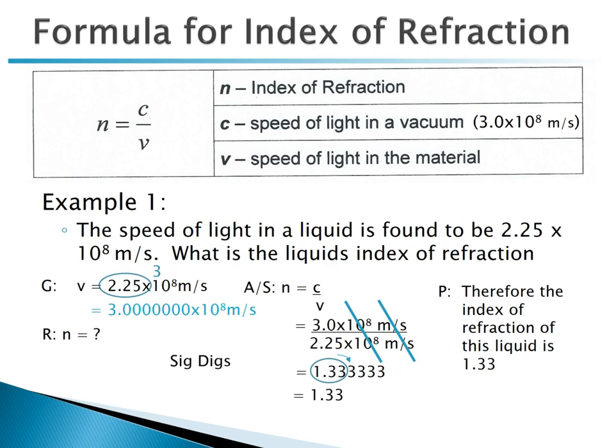The index of refraction is known as a dimensionless value. There's no units for it. So if you are getting units when you do your math for index of refraction, go back and check your formula, because you probably have it set up wrong, because you shouldn't get any units in your final answer.